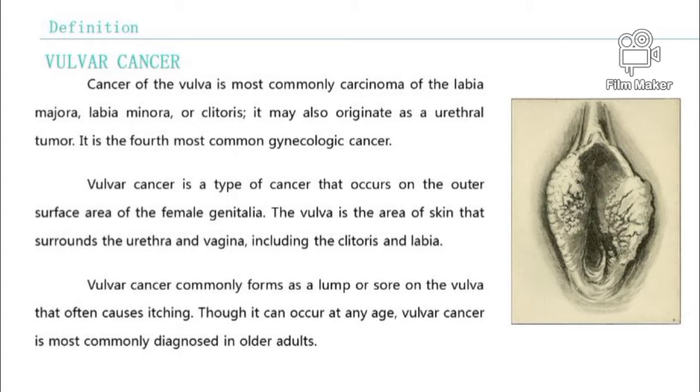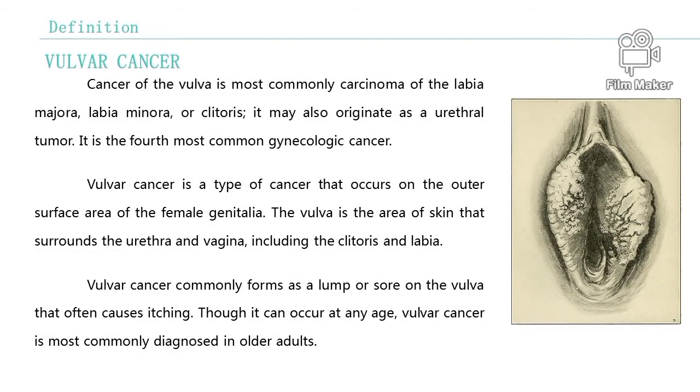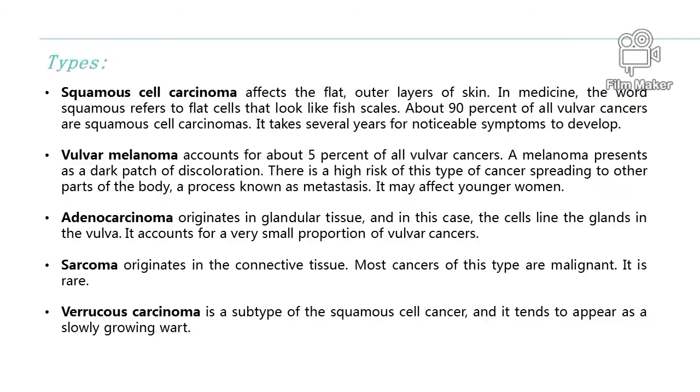Vulvar cancer is a type of cancer that occurs on the outer surface area of a female genital. The vulva is the area of skin that surrounds the urethra and vagina, including the clitoris and labia. Vulvar cancer commonly forms as a lump or sore on the vulva that often causes itching. Though it can occur at any age, vulvar cancer is most commonly diagnosed in older adults.